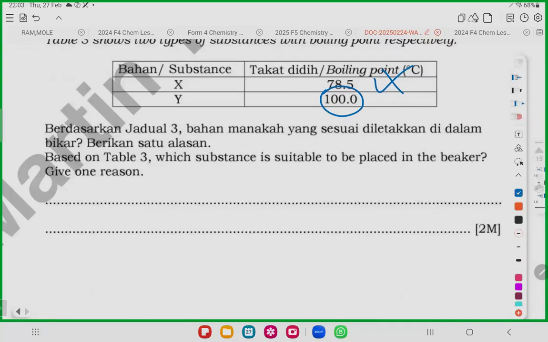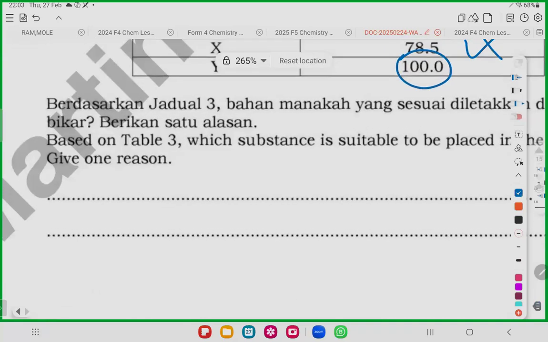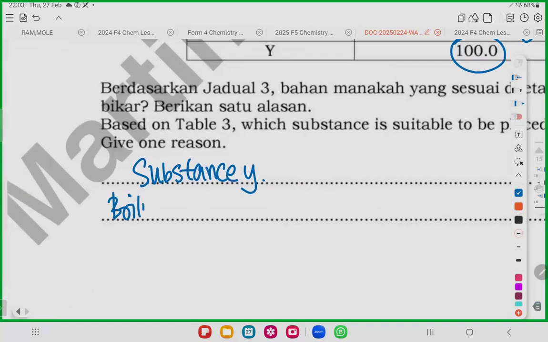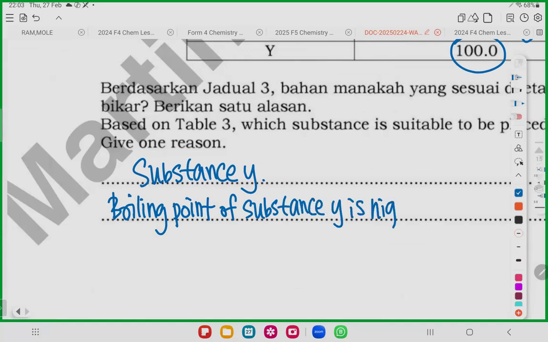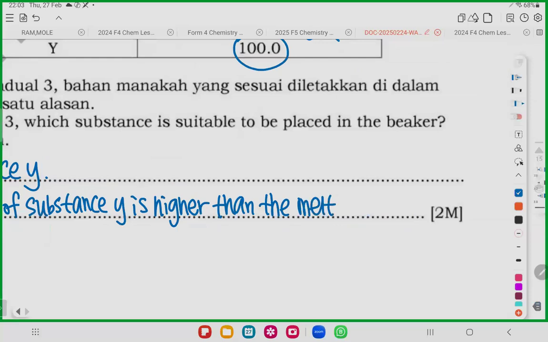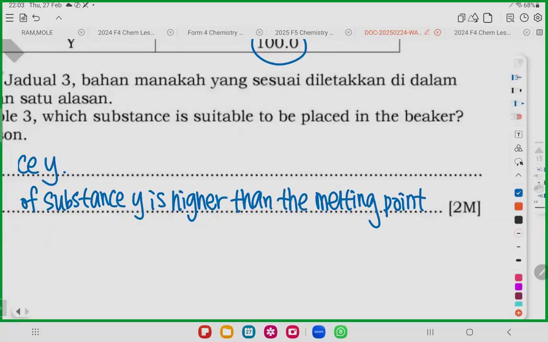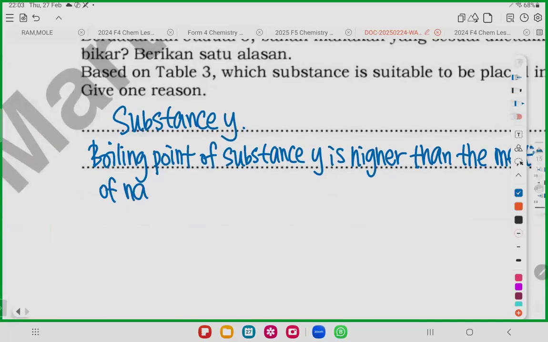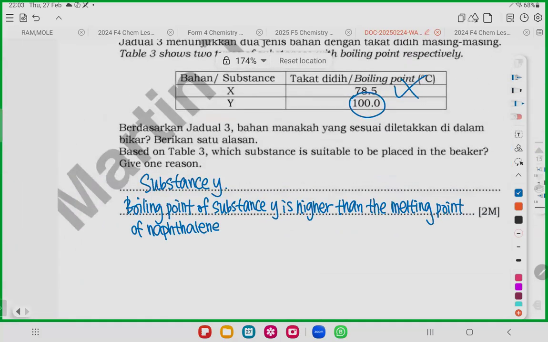So which substance is suitable to be placed in the beaker? My answer is substance Y is more suitable. So why? Why substance Y is more suitable? Because the boiling point of substance Y is higher than the melting point of the naphthalene that we want to heat. Okay, make sense? So that I can make sure that this liquid will not boil before I melt my naphthalene. So 2 marks.